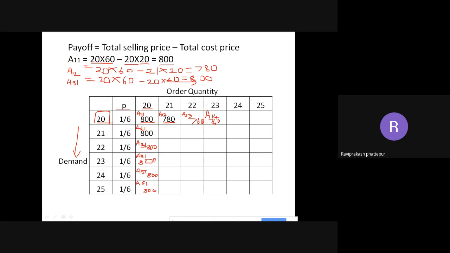So what happens is I am selling only 20, so 20 into 60 will be common. But buying here, instead of 20, how much am I buying? I am buying 23. So this becomes higher, and it goes on reducing. So next, sorry, A15. 720, correct. And the last one, A16. 700, right, correct. So come to this A22, what is the value?